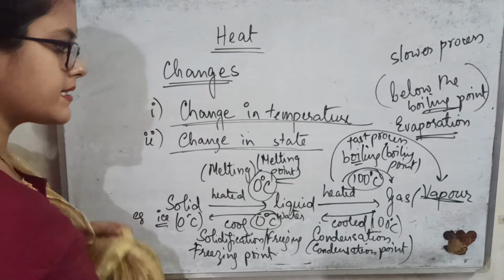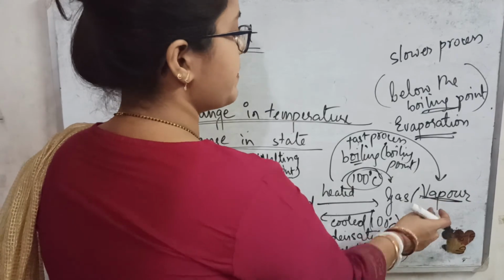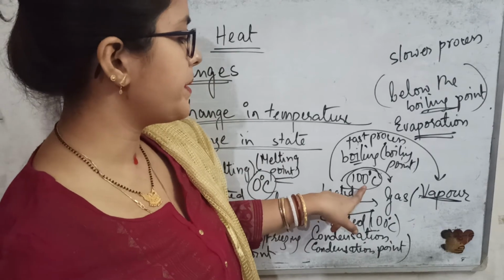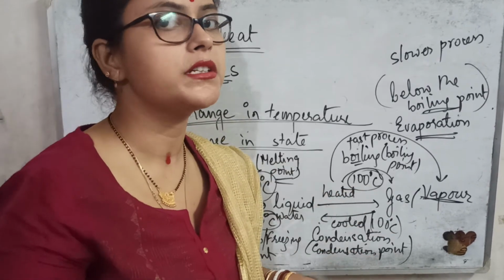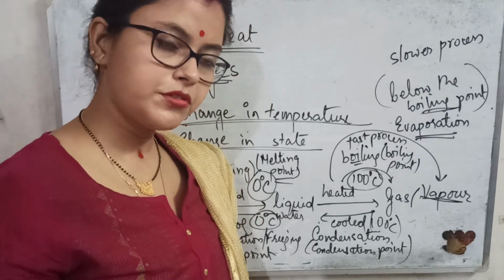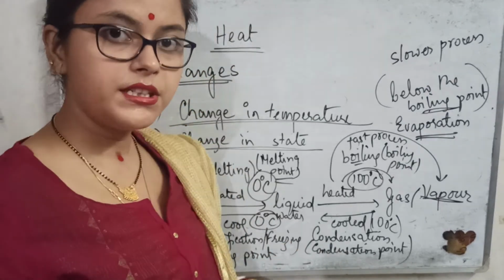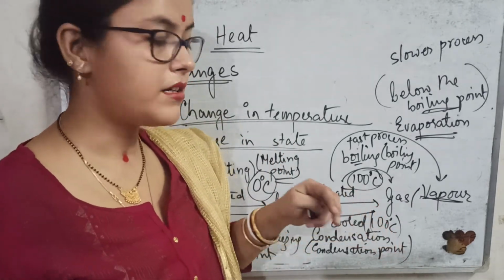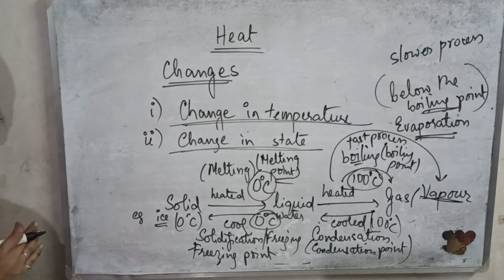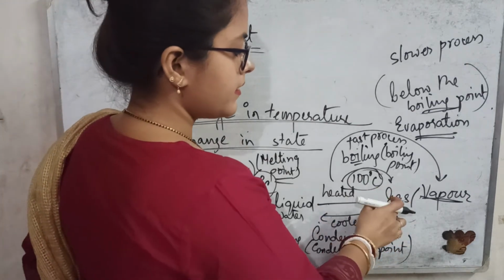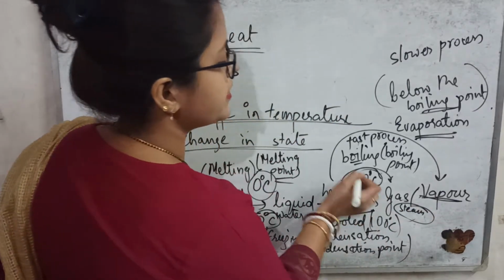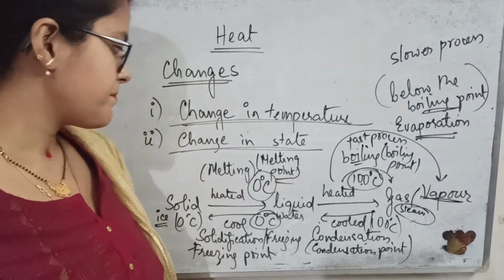Okay. Now you may be asking, what if the water changes into its vapor form, that is water vapor? So it will change into water vapor at a temperature below the boiling point, that is below 100 degrees Celsius. Understood? So the temperature of water vapor is always less than 100 degrees Celsius. But when we boil water, it changes into gas, that is steam, at 100 degrees Celsius. Okay?